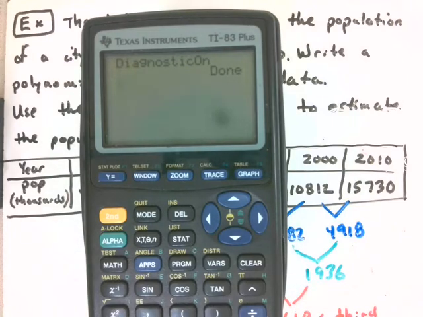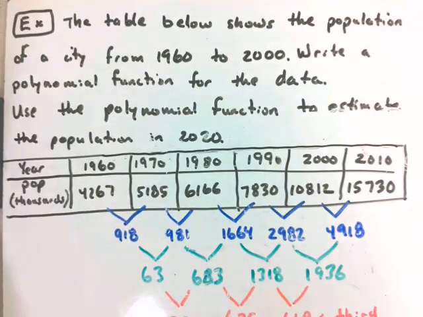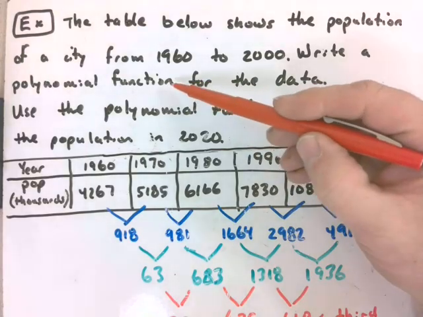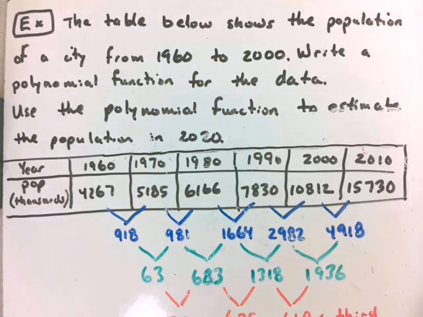Now the diagnostics are on, and the calculator will give us one extra bit of information when we have it do this calculating for us to come up with this equation. So again, what we want to do is take our calculator and have it come up with the polynomial function for us. That's often called a line of best fit or a regression line. And we want the calculator to do that work because it's kind of a long process to do by hand.